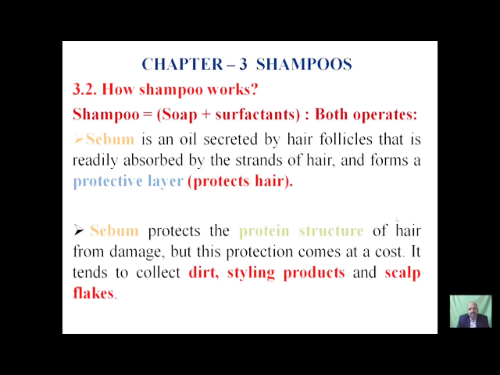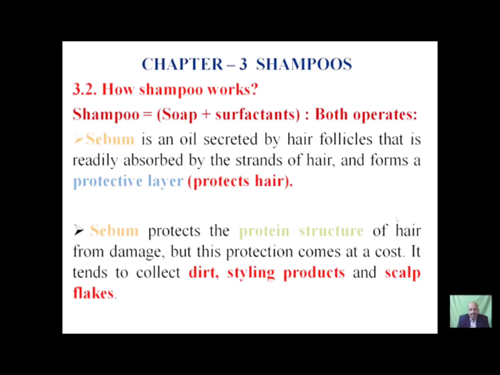Coming to the second point, that is how shampoos work. What is the work of the shampoo? Shampoo means it's a combination of soap and surfactants. We have seen in the first chapter about the soap and its manufacture, and the second chapter about the detergents. So now the third chapter is shampoos, which we are discussing. So shampoo is a combo of the soap and surfactants, having both effects, and both operate in this shampooing process.